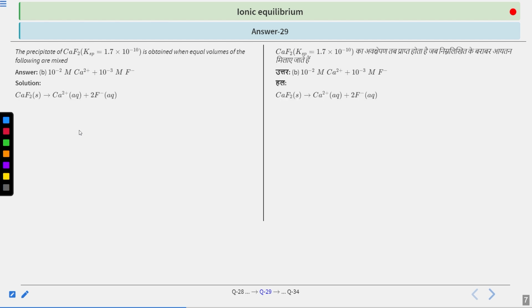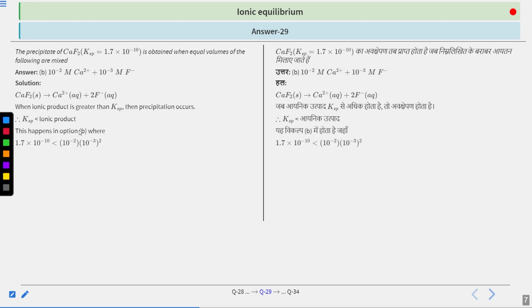Now, if we consider the dissociation of calcium fluoride, it will dissociate as calcium 2+ and 2 moles of fluoride ions. So when will the precipitation occur? It will occur when the ionic product is greater than Ksp. So this is the condition. If your ionic product is greater than Ksp, then you will be able to notice precipitation. So this thing is happening in option B, right? This thing is happening in option number B.